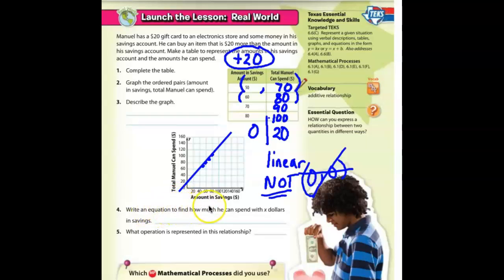So write an equation to find out how much you can spend with x dollars in savings. So that's the dependent variable. The dependent variable is the total amount we can spend. The total amount we can spend is equal to the amount in savings. So let's just call that S. So whatever we have in savings plus $20. This is going to be the equation that we write. And so what operation is represented in this relationship? Go ahead and answer that for me. Okay, clearly it's addition.